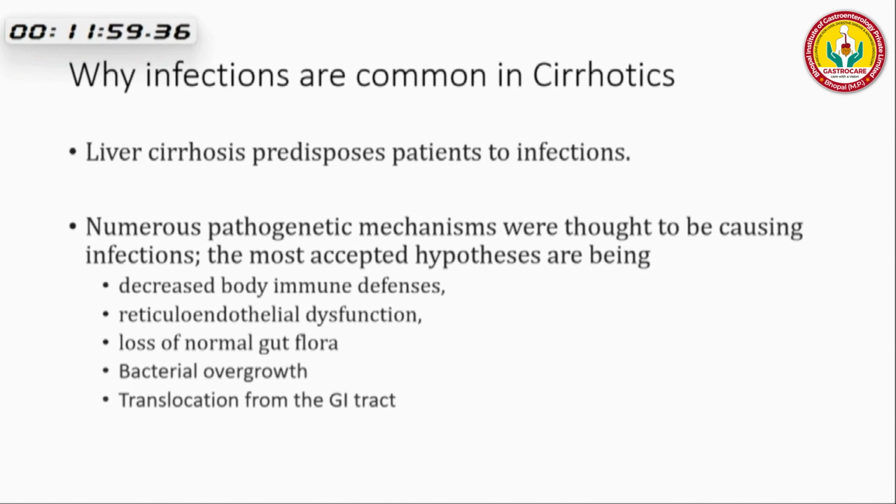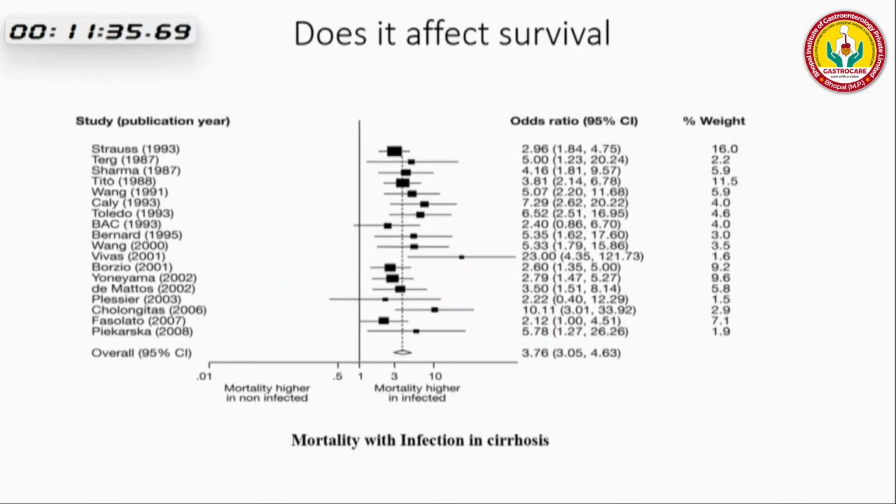The cause for the common infections in cirrhotics is a decrease in innate immunity and other immune functions because of the cirrhosis. There is a reticuloendothelial dysfunction, normal gut flora are lost, there is a leaky gut with translocation of gut bacteria into the systemic circulation, and there is bacterial overgrowth. All these things lead to an increased prevalence of infection among cirrhotics.